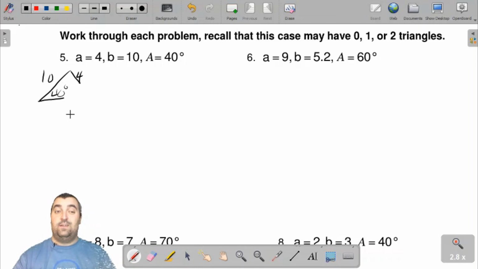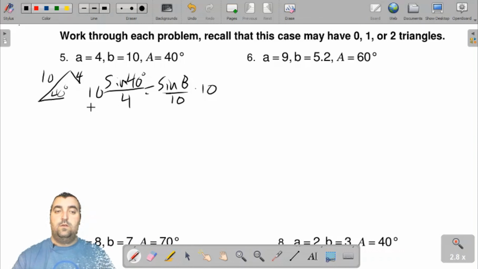Now you can always find the height and compare it to the side, but I like to just go right into law of sines, because if it ends up that there is more than one triangle, or even if there is any triangle, it'll save you a little bit of time in terms of solving it. So if we set this up, it'd be sine of 40 degrees over 4 equals sine of angle B over 10. We go ahead and solve this. Nice thing is we can just multiply by 10.